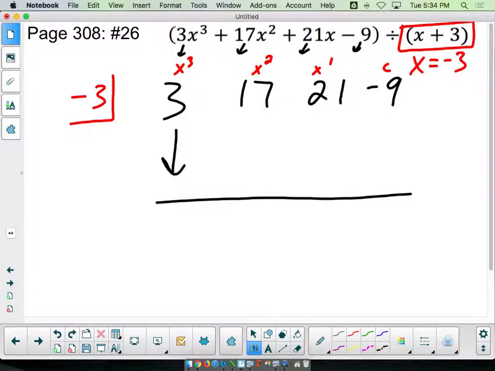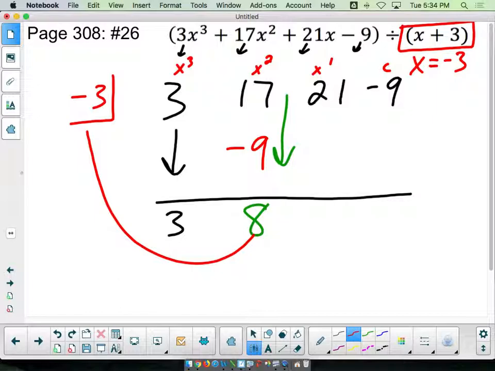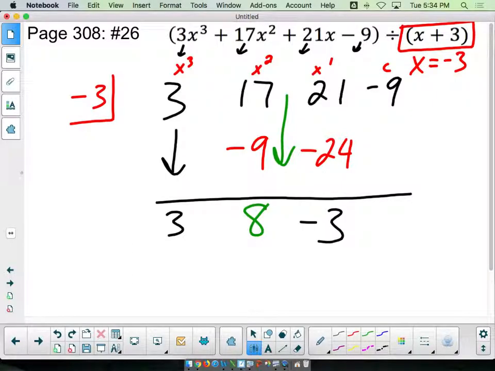To do this, I'm going to drop down the 3, and then I multiply below the line by box number. 3 times negative 3 is negative 9, and now we add straight down. 17 minus 9 is 8. Then again, we multiply. 8 times negative 3 is going to be negative 24. I add those together. 21 take away 24 is negative 3.